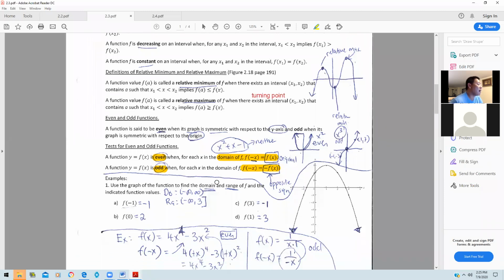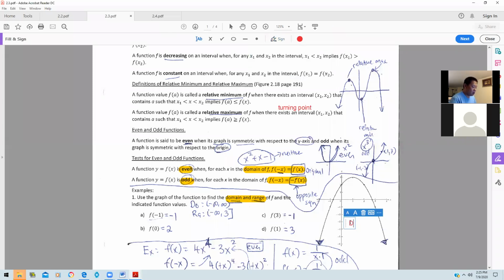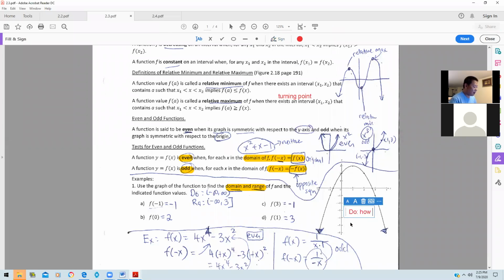The first example is telling us to figure out the domain and range of this graph. Some students don't know how to figure out domain in this class, in the graph. For domain, I always tell students: how far left and right the graph can go. Range: how far down and up it can go.